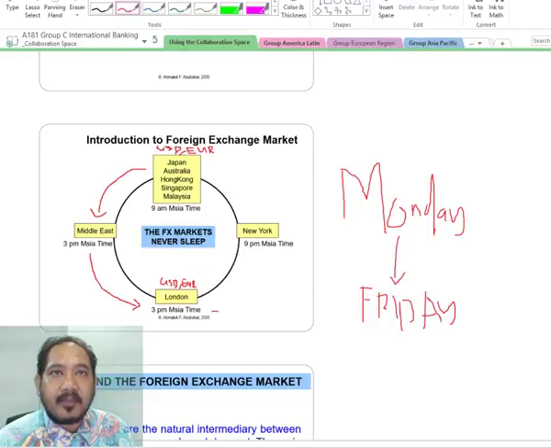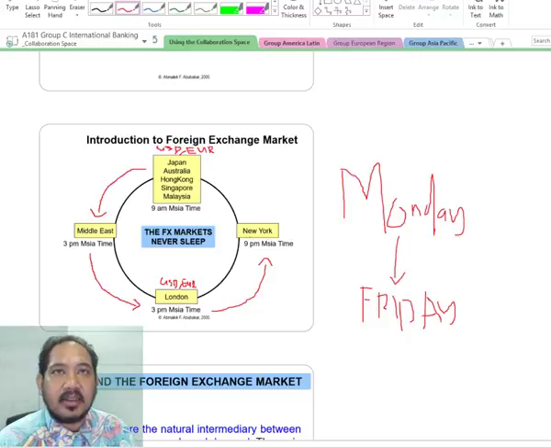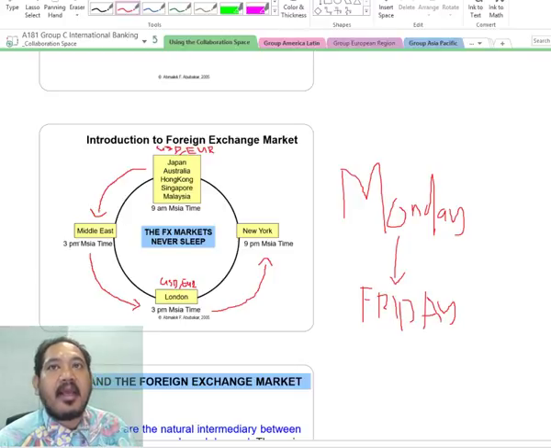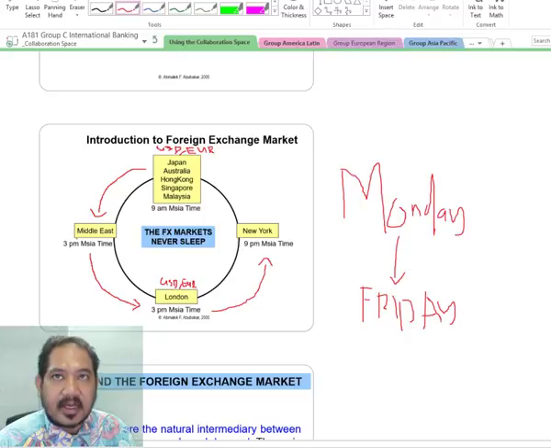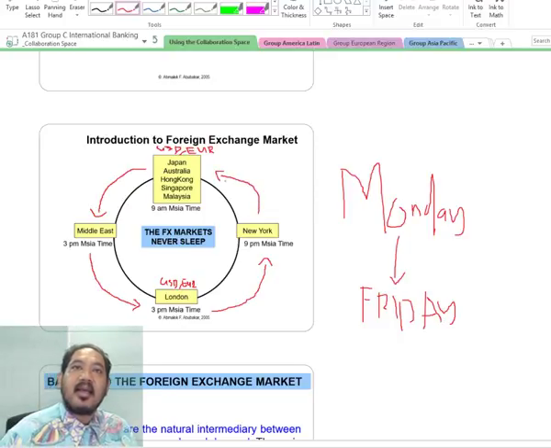Then time passes, and at 9 p.m. Malaysian time, it is usually the New York open. At this time, all other markets are closed: the Malaysian market is already at night time at 9 p.m., and the Middle East already closed at 6 p.m. As time passes, other locations in the world open their markets. That is why we can say that foreign currency is a currency that trades 24 hours and never sleeps.